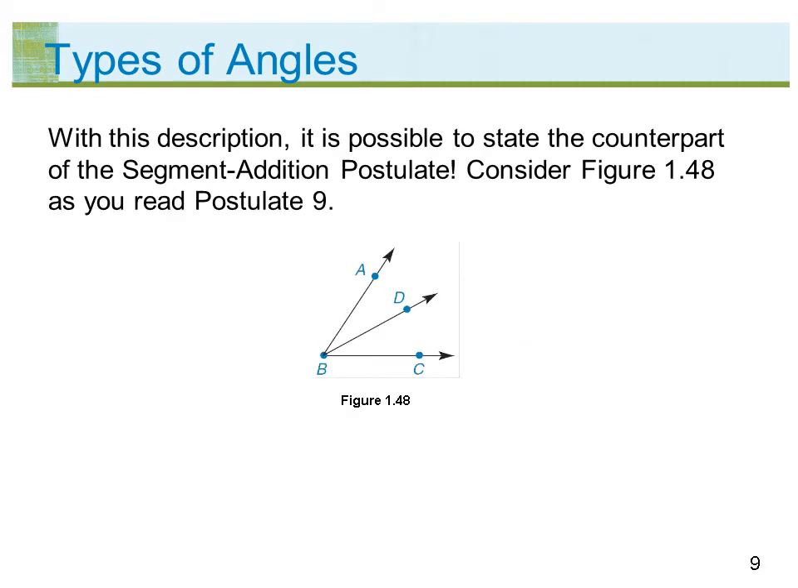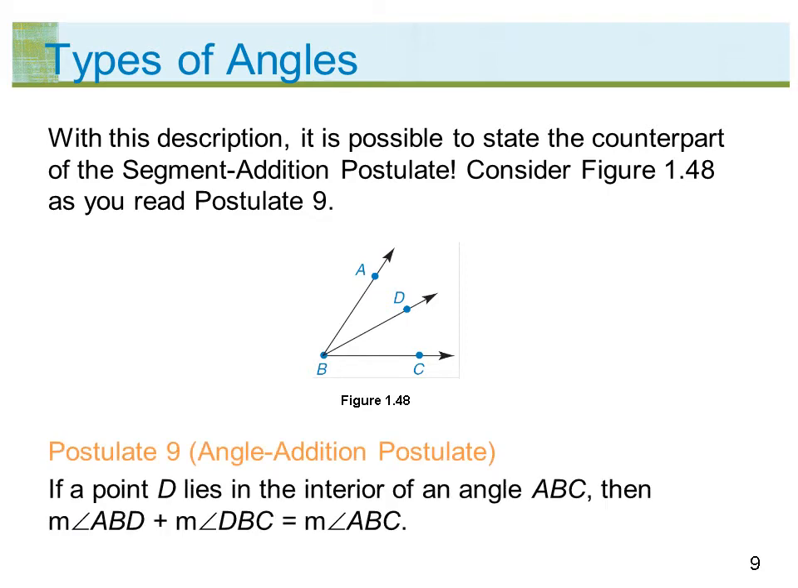With this description, it is possible to state the counterpart of the segment addition postulate. Consider Figure 1.48 as you read Postulate 9. Postulate 9, angle addition postulate: If a point D lies in the interior of an angle ABC, then the measure of angle ABD plus the measure of angle DBC equals the measure of angle ABC.